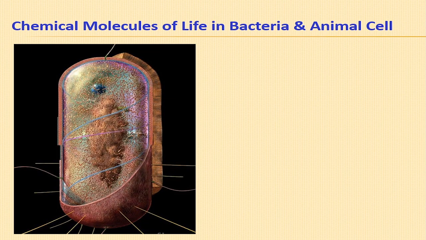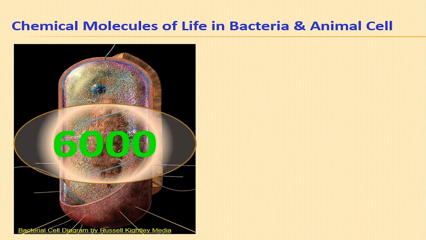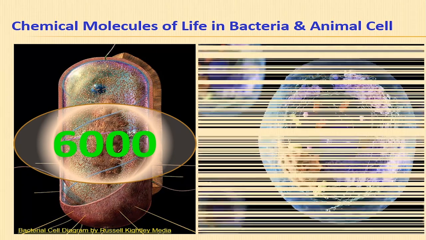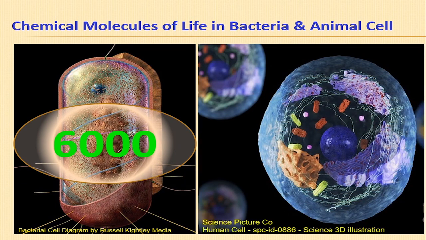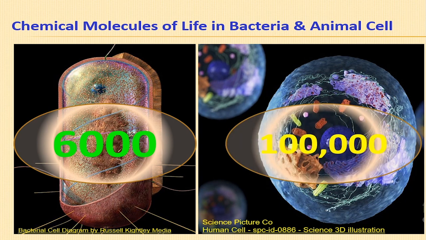If we see this bacteria, we can see that scientists research almost 6,000 different types of molecules or compounds are present in the bacteria, that is protozoans. And if we see animal cell, we'll find, my God, it's almost 100,000 types of different compounds or molecules can be present in the animal cell.